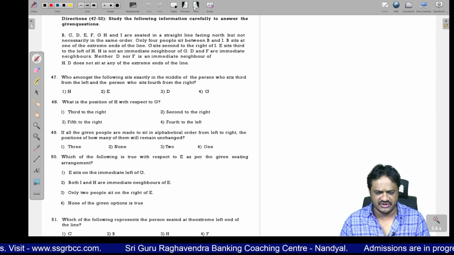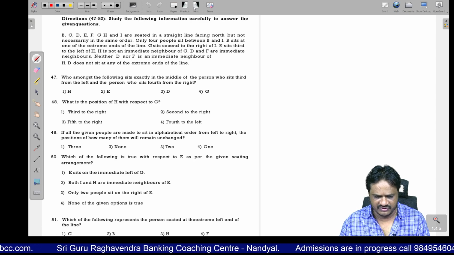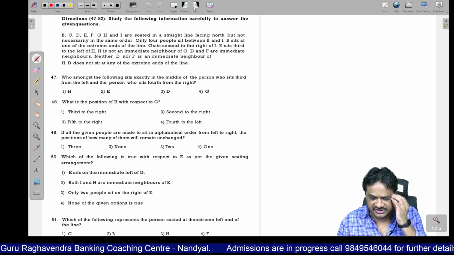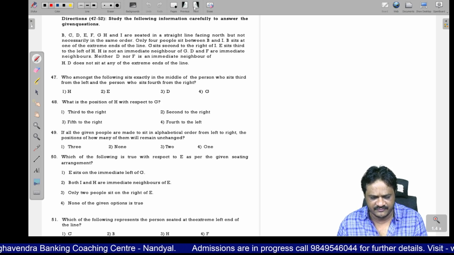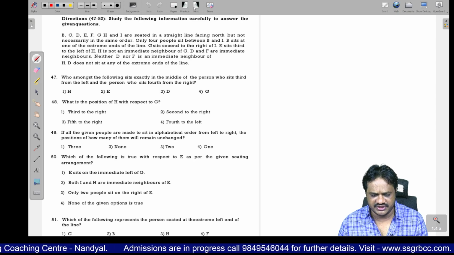Let us see the next one. Study the following information to answer the given questions. B, C, D, E, F, G, H, I are seated in a straight line facing north, not necessarily in the same order. Only 4 people are there between B and I. B is at one extreme end of the line.